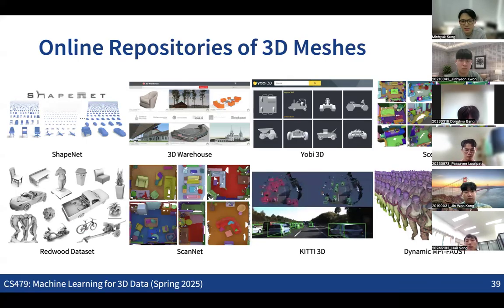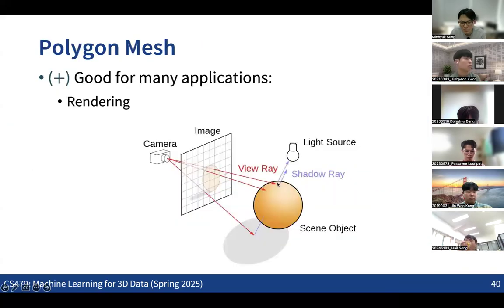And this is really the most popular representation, especially for many graphics applications. And the good thing is that this is the most compact representation describing the surface, right? Since we have the surface information now, we can render the 3D object into 2D images, which become the projection of the 3D object. So that's one application for meshes.